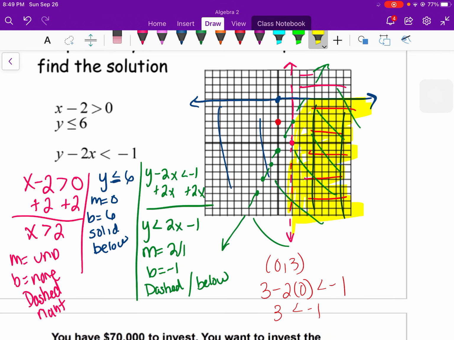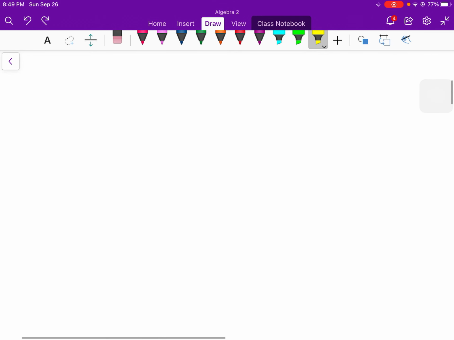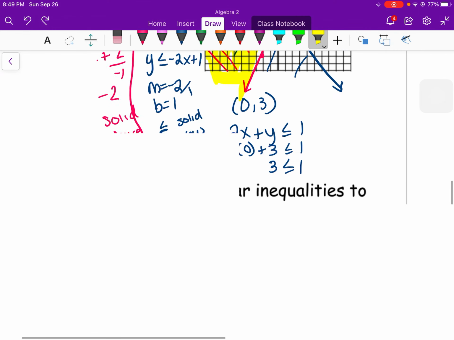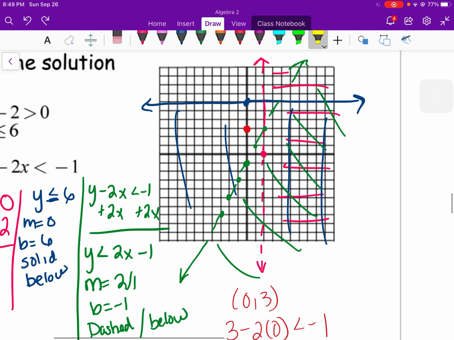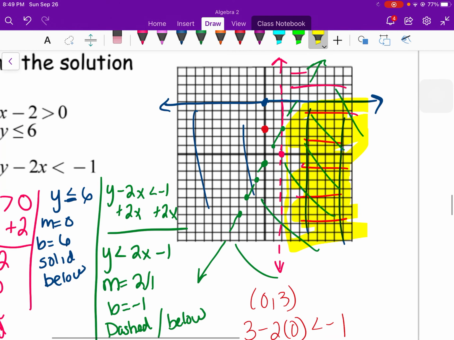And everything along that, oops, I crossed the dashed line there just a little bit, whoops. So just be careful when you're shading, no crossing the lines. And then any of the points on the dashed lines would not be solutions as well.